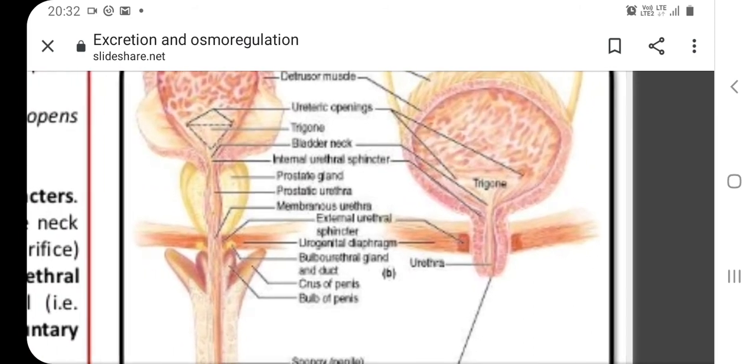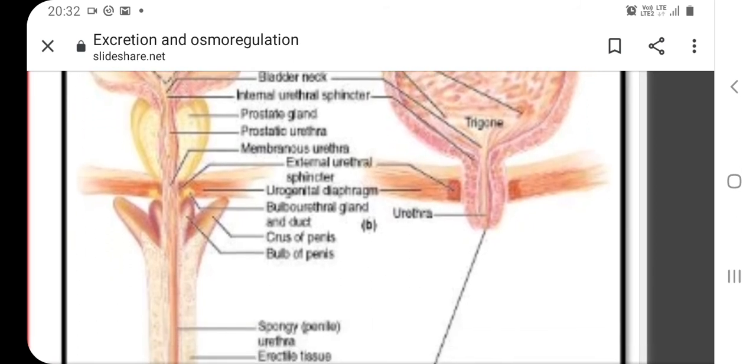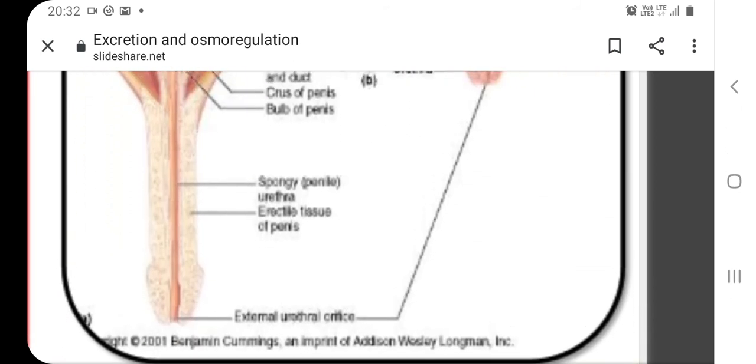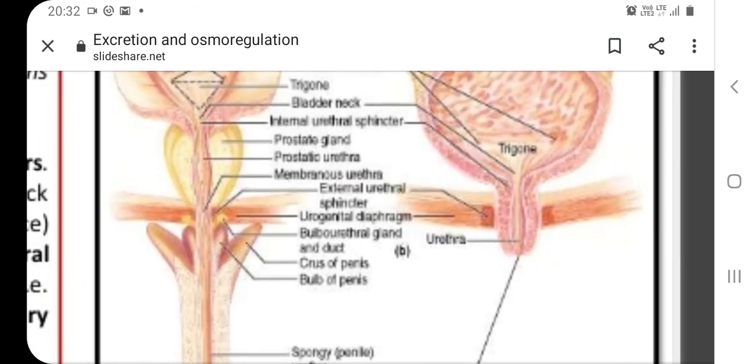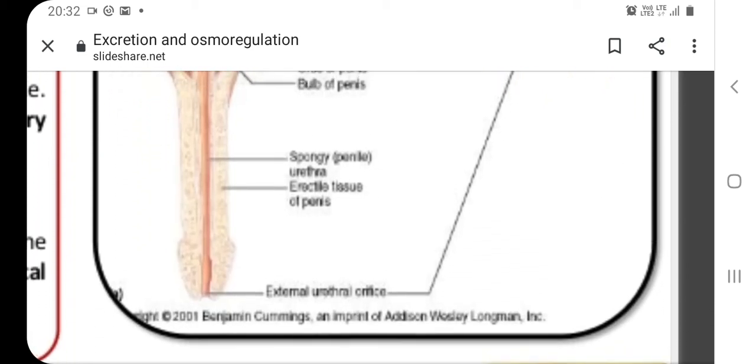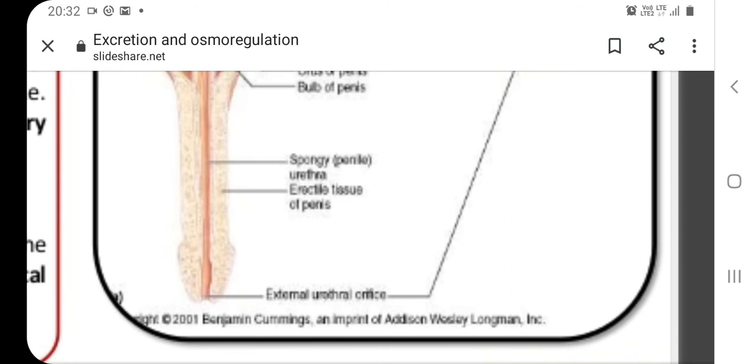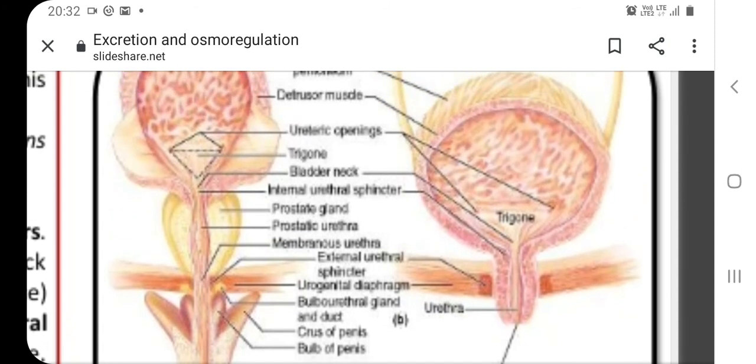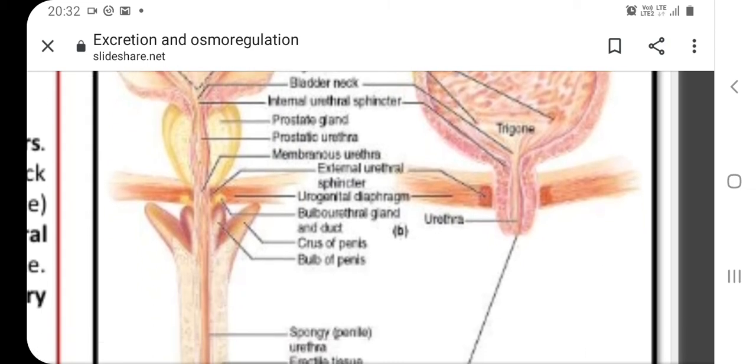This is the diagram of the urethra, starting from the lower end of the bladder opening to the tip or the external urethral orifice. This is the female urethra, again originating from the lower region of the urinary bladder.